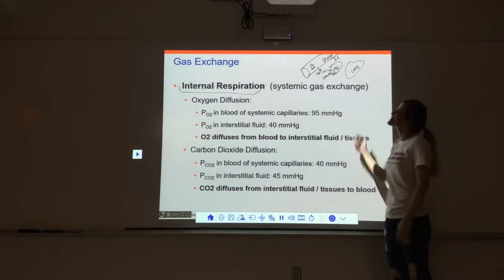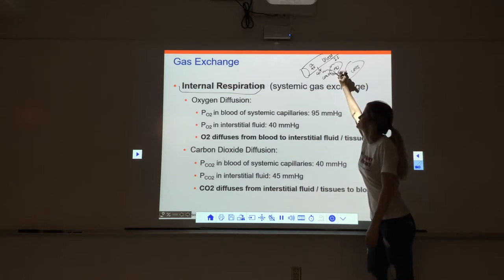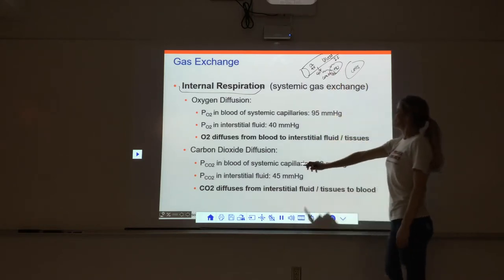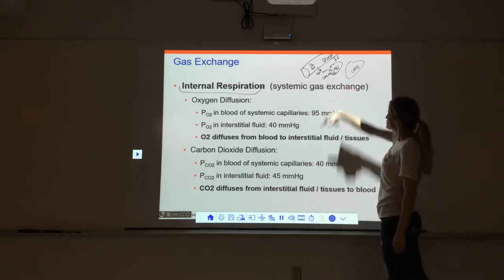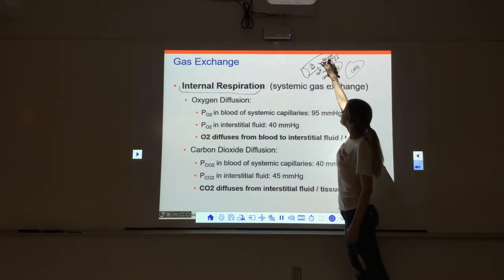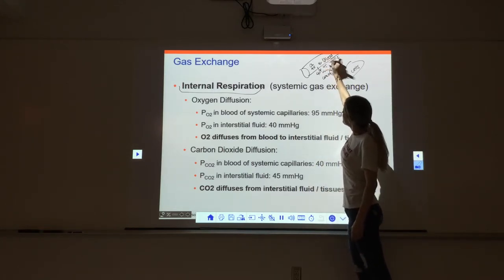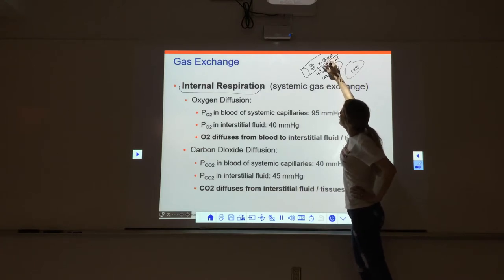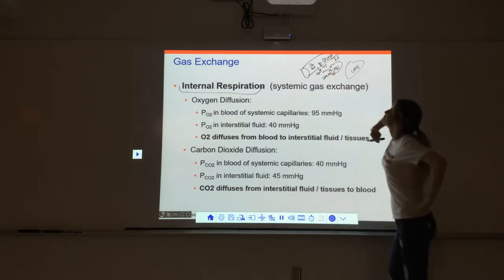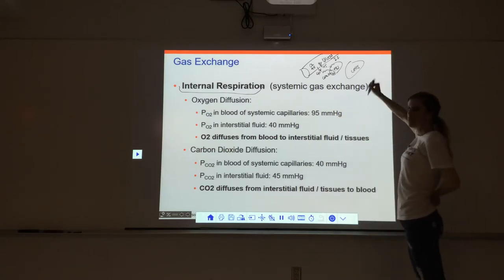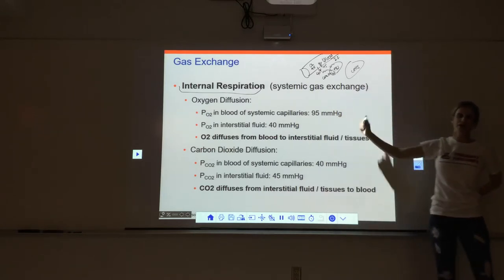Make ATP. And they'll make the CO2 in the process. So when we look at the CO2, partial pressure of CO2 in the blood is 40, in the interstitial fluid is about 45, so it goes from what to what? High to low. And we pick up more and more CO2 as we head back and back.